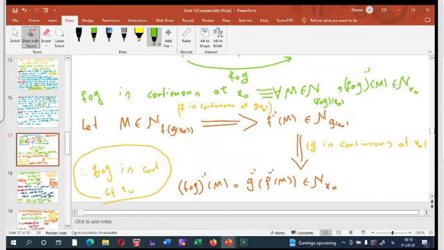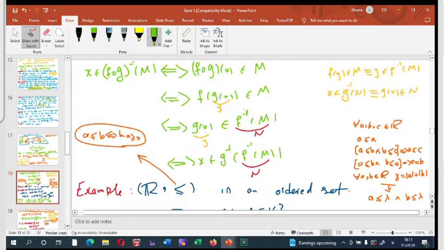If M is a neighborhood of this point, since F is continuous at this point, the inverse image of M under F must be a neighborhood of G(x0). Then since G is continuous at x0, the inverse image of this set under G must be a neighborhood of x0, but this is equal to this. And so we have this property, and F∘G is continuous at x0.